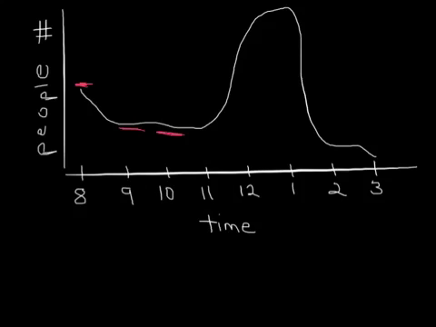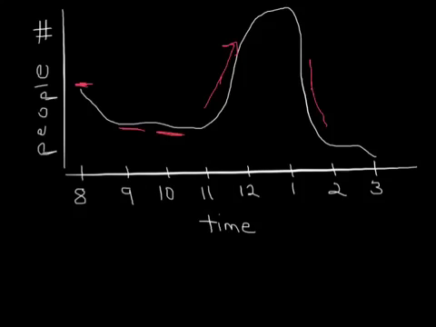But then the number of people in the diner spikes. You can see people are coming in, it's gradually getting a larger number of people between 11 and 12. And then the largest number of people are in the diner between 12 and 1. And then it begins to drop off quickly because once lunch is over, people have to go back to work.